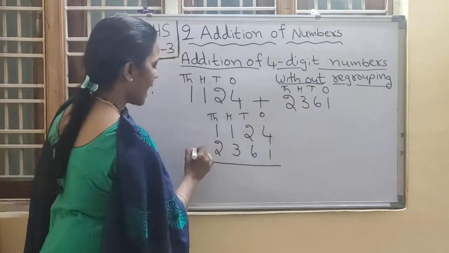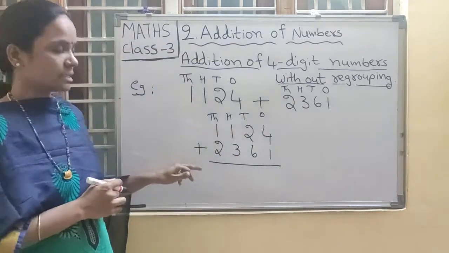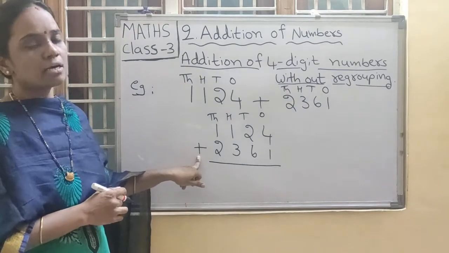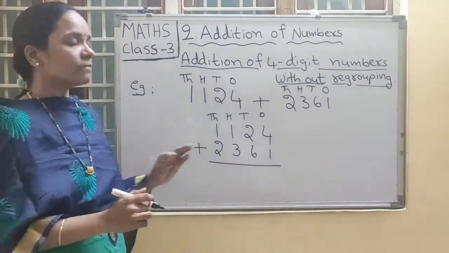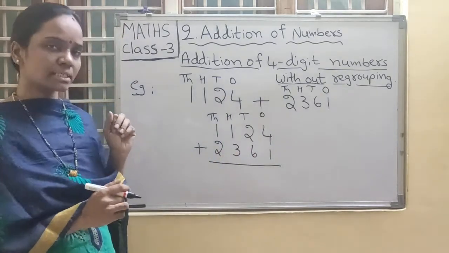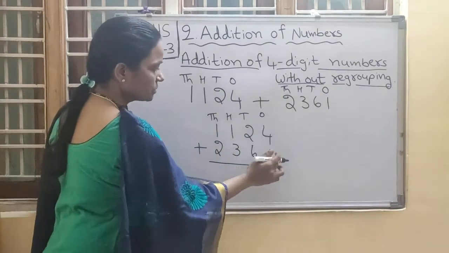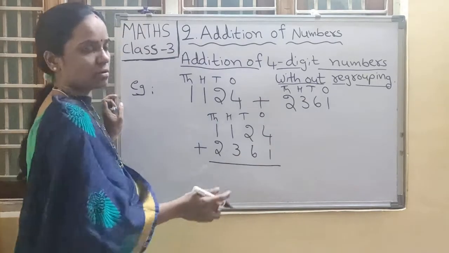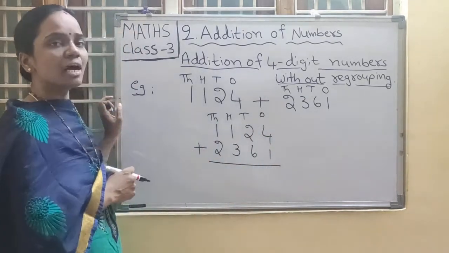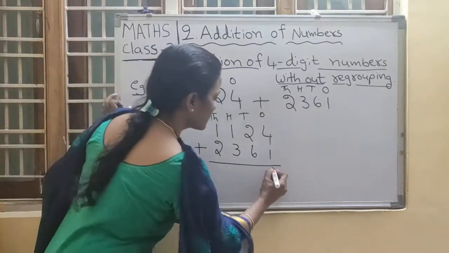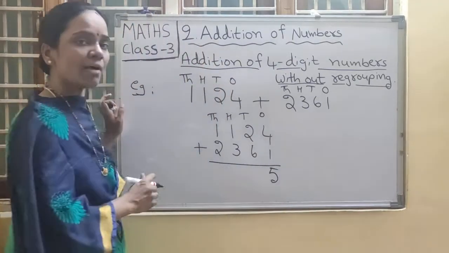Now add these two numbers. Add means write plus. That too we have to start with ones place. We have to add from ones place. Okay, check the digits at ones place. What are the digits at ones place? 4 and 1. 4 plus 1, how much children? Yes, 5. 4 plus 1 is 5.